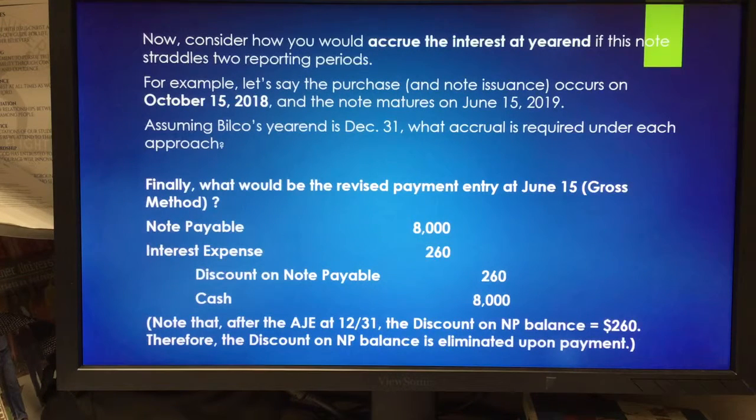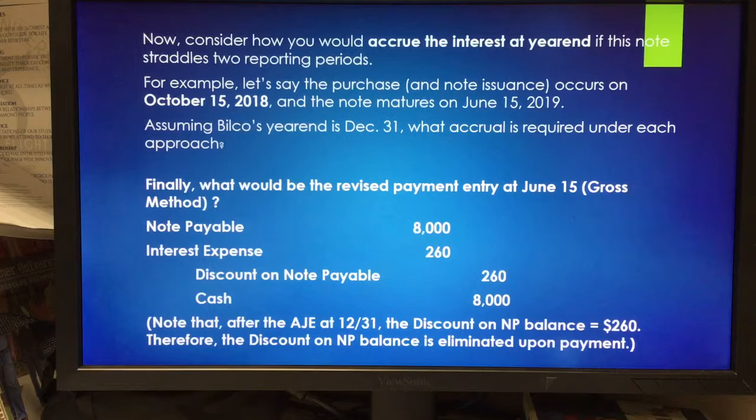Now, what would be the revised payment entry at June 15? Well, we've got the debit to notes payable. Under the gross method now, we have recorded that $8,000 in the note payable account. So again, we've got to eliminate that. We've got a credit to cash of $8,000 as before. And notice here that we have recorded that discount. Now we've already reduced the discount by $100 as of December 31st through that adjusting entry. Well, here's the rest of it.